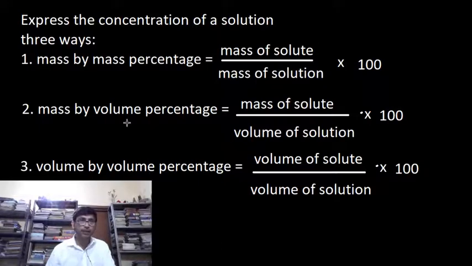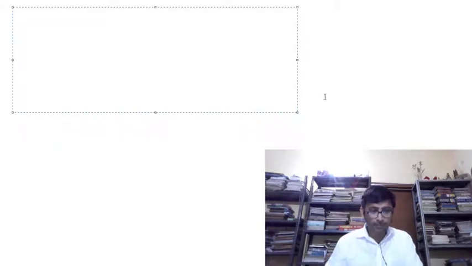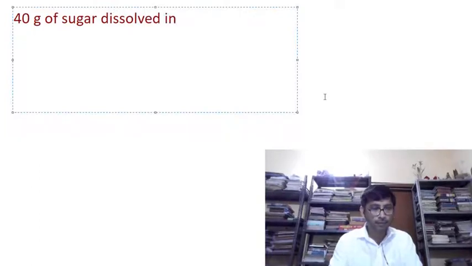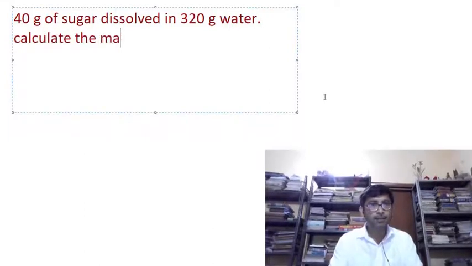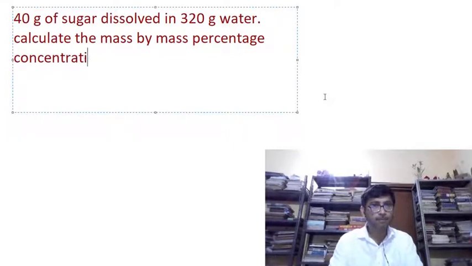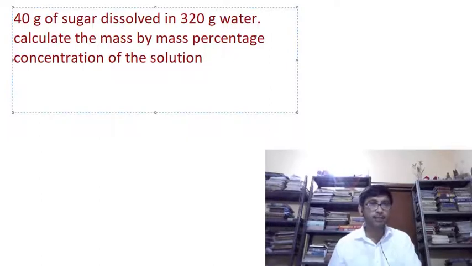So now we'll take a quick look at an example of how this is done. Suppose we have 40 gram of sugar dissolved in 320 gram water, and we want to calculate the mass by mass percentage concentration of the solution, or we can say the concentration of the solution in terms of mass by mass percentage.